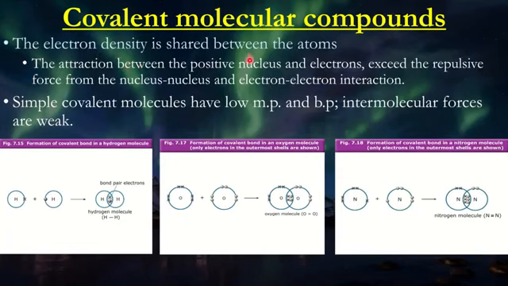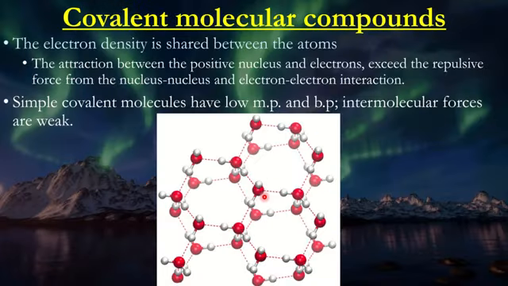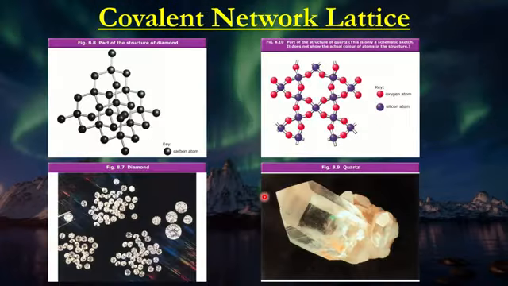So what we have here, electrons are being shared. Covalent molecules have a low melting point and boiling point because their intermolecular forces are weak. Covalent networks, high melting point, high boiling point. Okay, so there we have that.